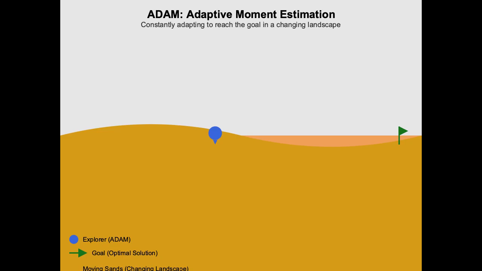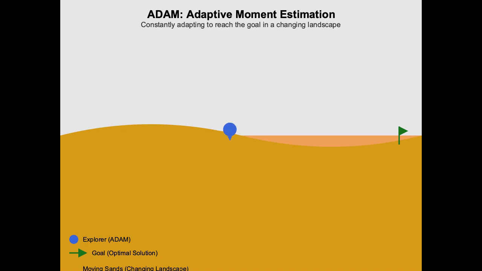Exactly. And to help it navigate even more effectively, Adam uses a really interesting technique. Okay, lay it on me. It's called initialization bias correction. Initialization bias correction. What in the world is that? So as Adam is exploring this data landscape, it's building up a memory, right? Like a history of its past experiences. Okay. And it uses that to make smarter decisions about where to go next.